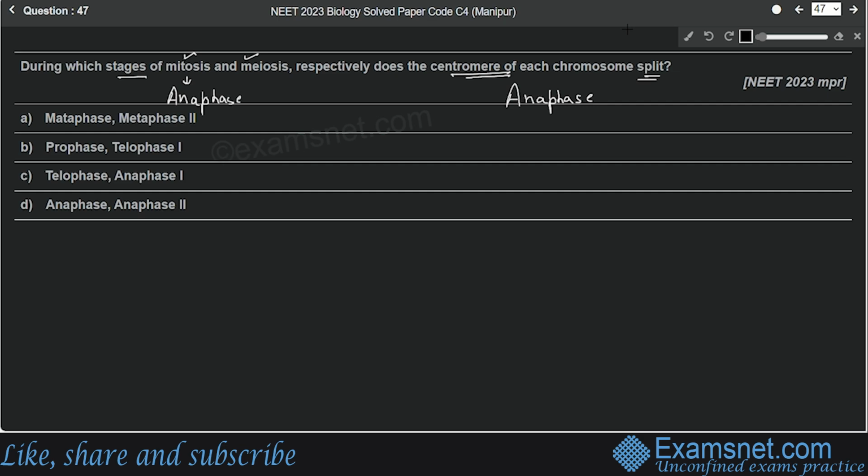But in meiosis we have two anaphases, anaphase 1 and anaphase 2. In this case, anaphase 2 is similar to the anaphase of mitosis. So during anaphase 2 of meiosis, the splitting of centromere takes place. So in case of mitosis, anaphase, and in case of meiosis, anaphase 2. That means option D will be the correct answer.